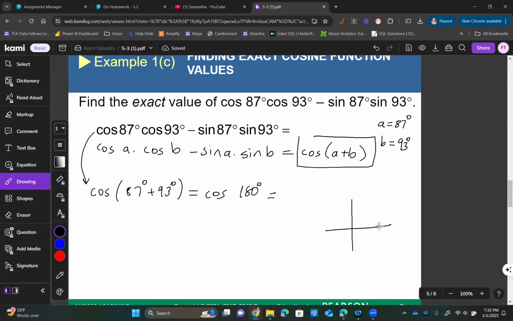And remember the unit circle, this is where 0 degrees, this is where 90 degrees, and this is where cosine 180 degrees is located. So on the unit circle, the coordinate here is x value is -1, y value is 0, and cosine is the x value. So cosine of 180 is just equal to -1. So this whole thing is going to return us -1. And we got this answer by knowing the fact that cosine of a plus b can be calculated using this formula.